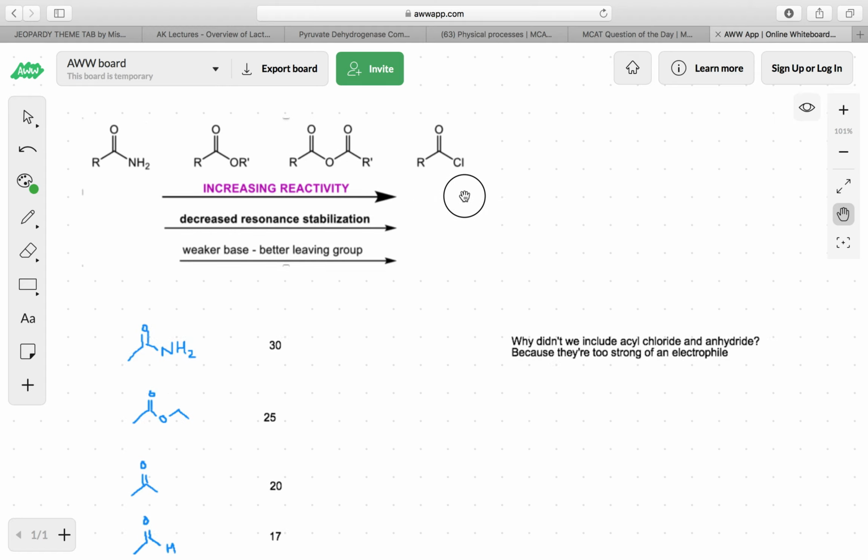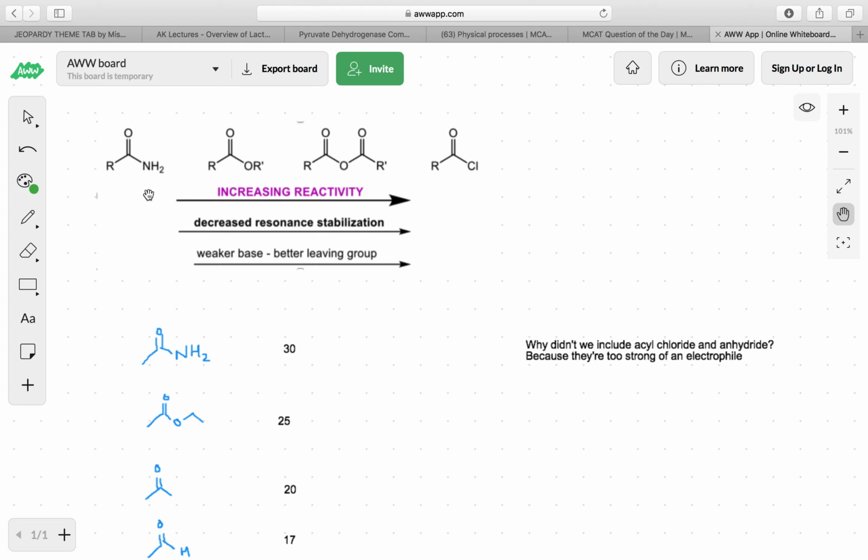So let's get started. From our previous video, we know that there's four types of carboxylic acid derivatives. We have our amide, we have our ester, anhydride, and we have our acyl chloride. From the previous video, we've established that as we move right, there's increasing reactivity. The reason why is because all four of these molecules are electrophiles. The most reactive electrophile is the one that has the biggest partial positive charge here. This chlorine does just that.